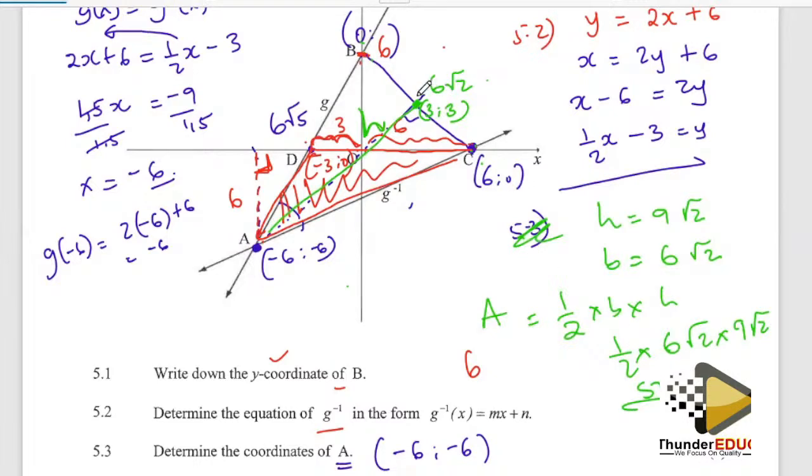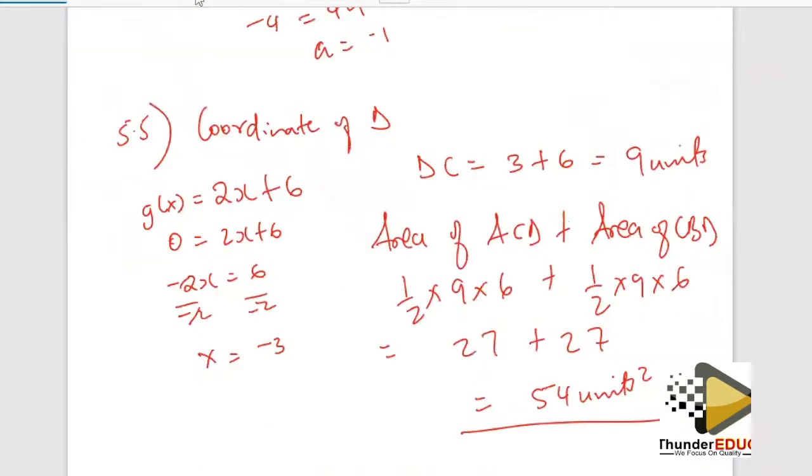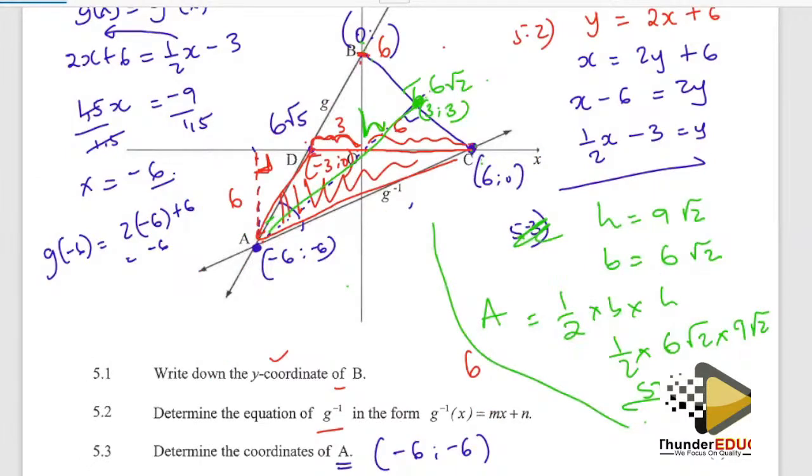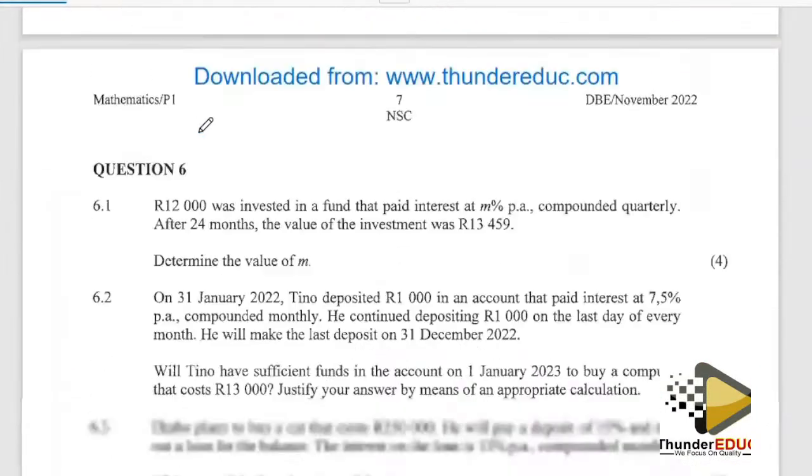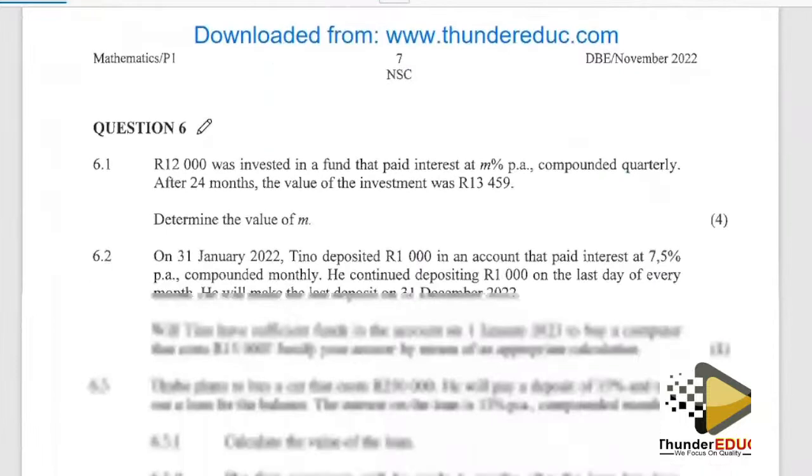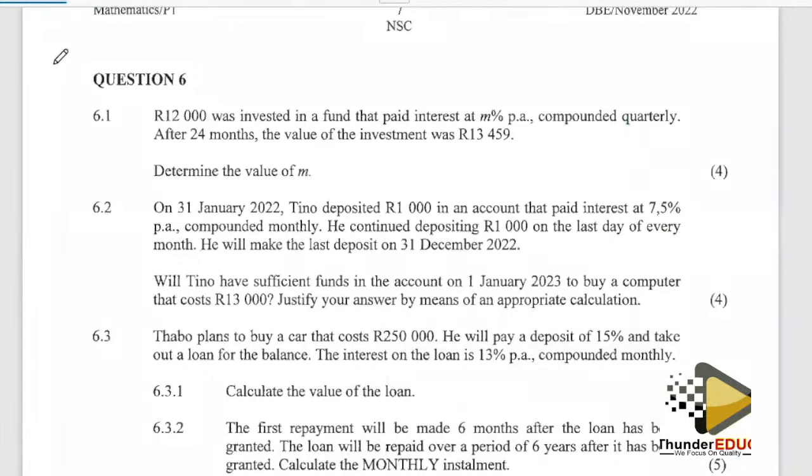So whichever way, you can get the distance BC, get the midpoint, get the distance, call this T, AT or AM, no problem, and then just substitute into the equation. All right, so that is question number 5. Then question number 6, which is the finance.